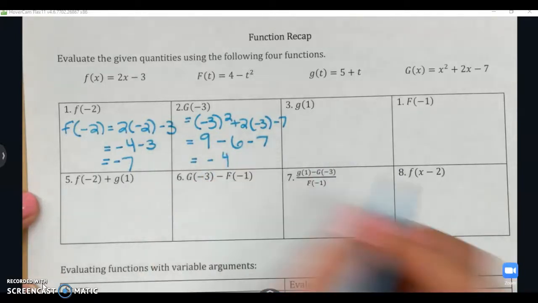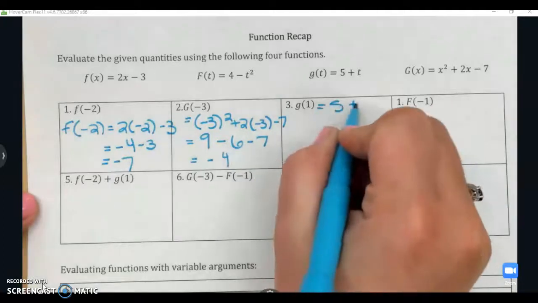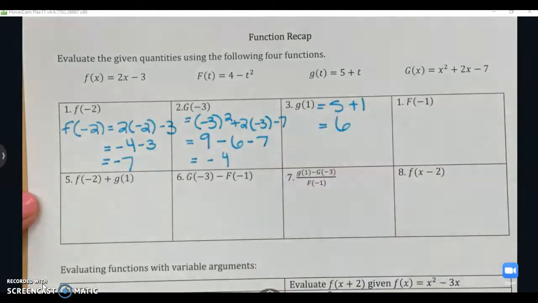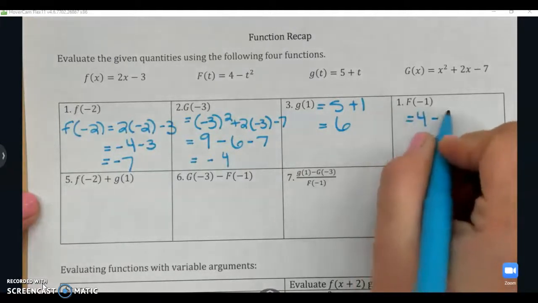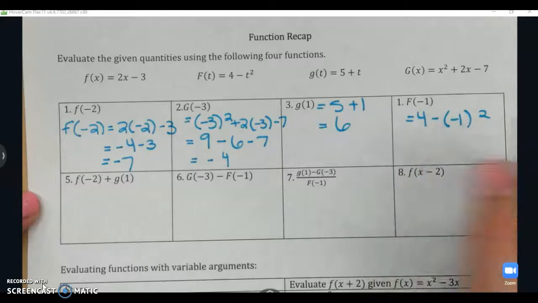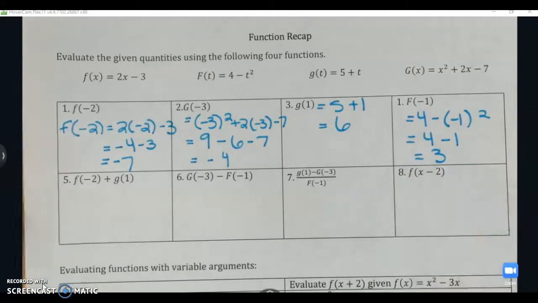All right, then little g of 1, 5 plus 1, which is 6. And then lastly, I've got capital F of -1. -1 squared is +1. 4 minus 1 is 3.